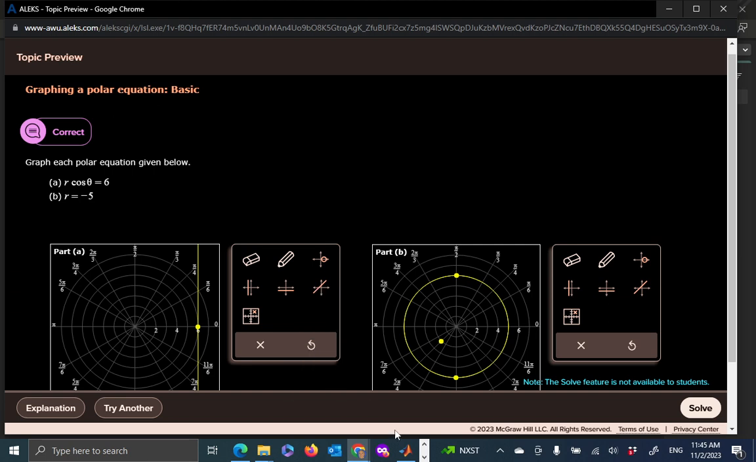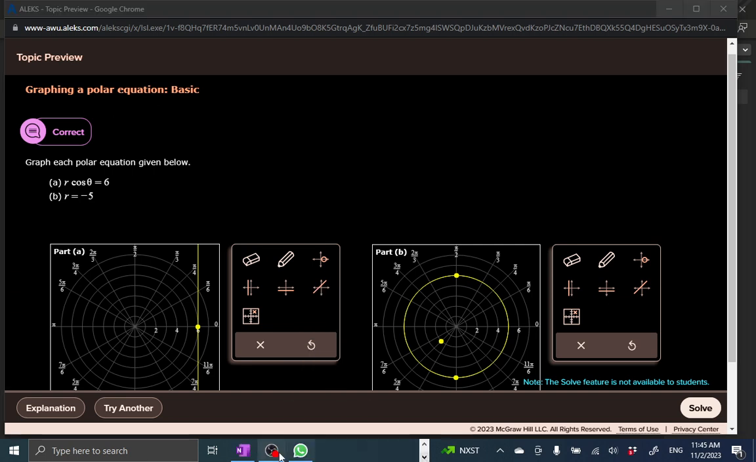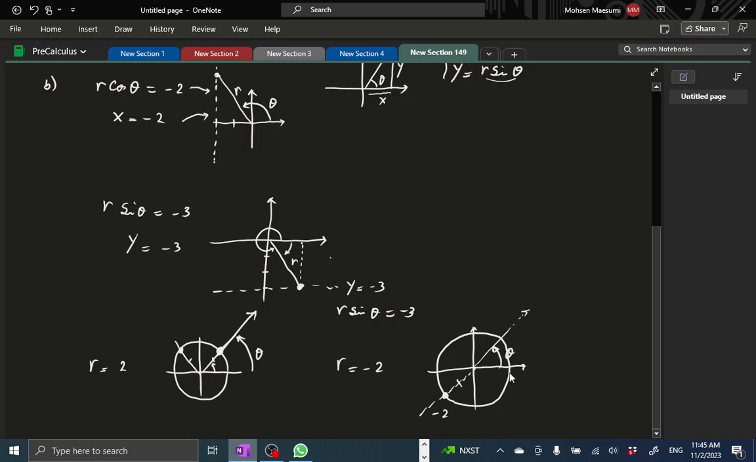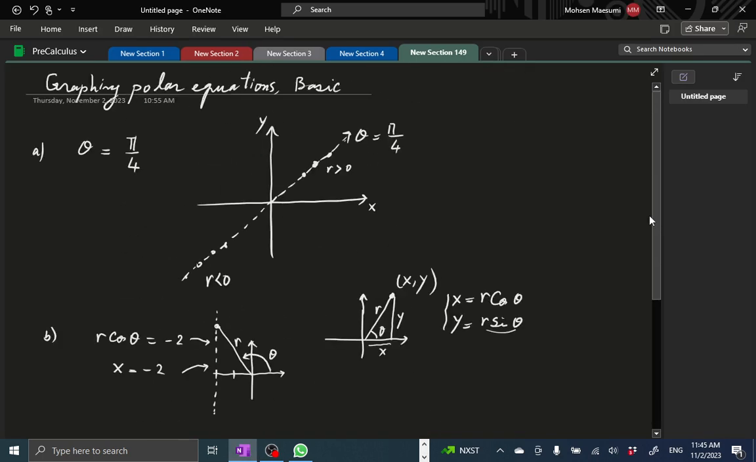Just make sure you practice these. So x is r cosine theta, y is equal to r sine theta, r is just the radius, and theta is positive in the counterclockwise direction and negative in the clockwise direction.